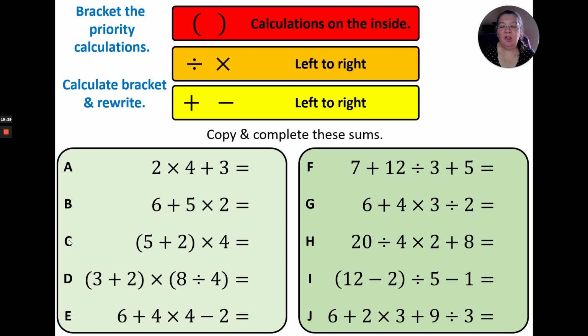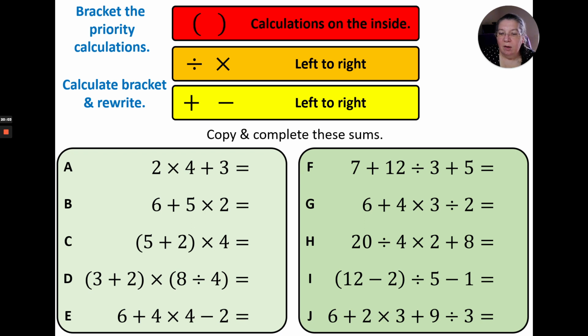Okay, here's some for you to practice now. So copy these down, write them down in your revision book or wherever you're doing your revision for this. Pause the video. Have a go at these. Remember, put brackets around the bit you want to do first. It will help you to focus. Work that out and then do the rest. And when you're ready, come back and we can go through the answers.